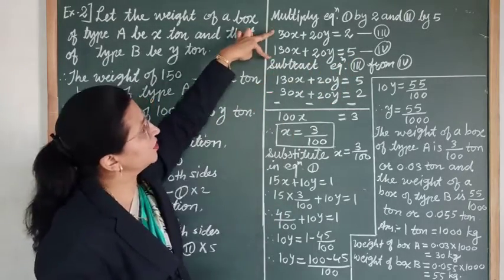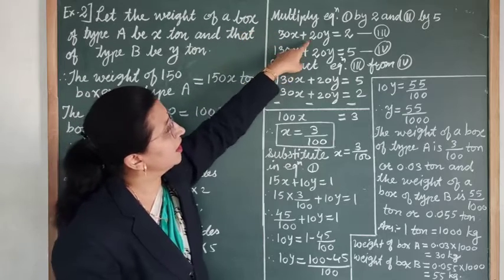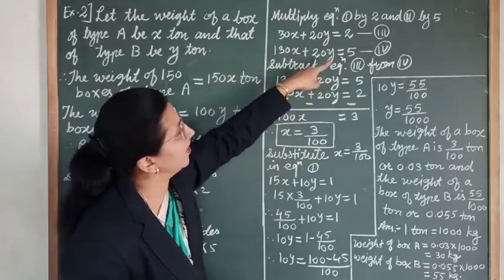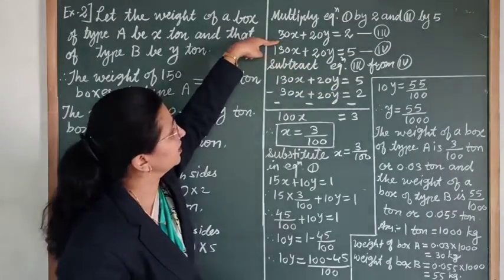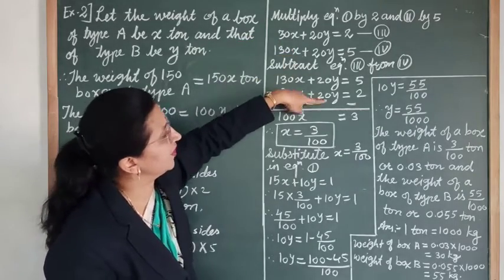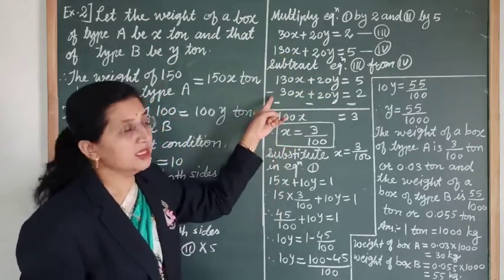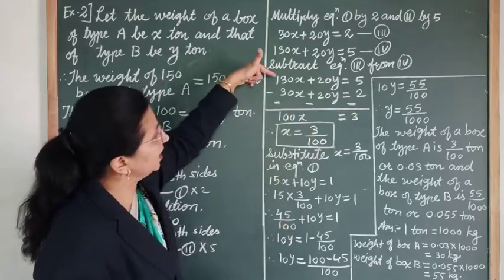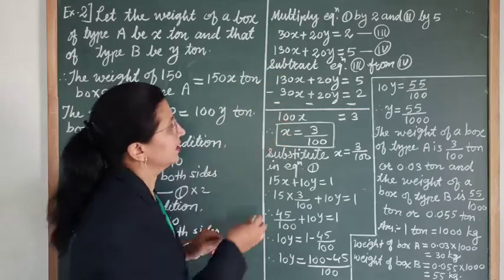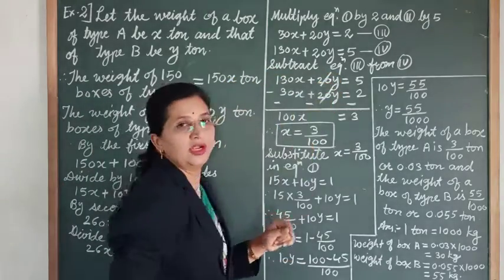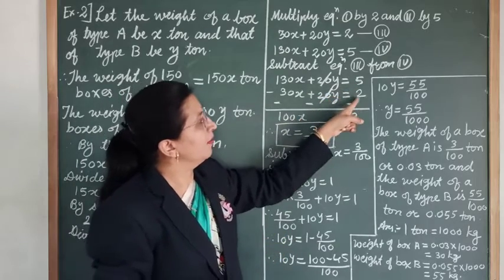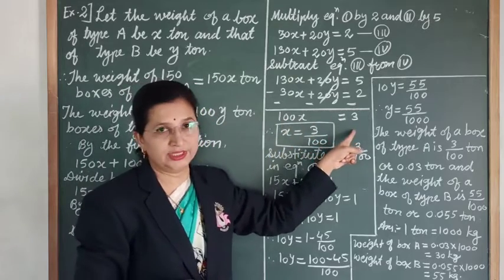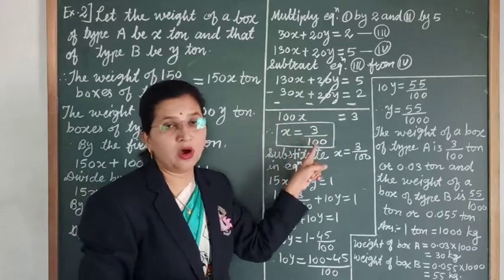Okay. Now here we have to solve this equation. So subtract equation third from 4. So 130x plus 20y is equal to 5 minus equation third, that is 30x plus 20y is equal to 2. Now we have to subtract this, to change the sign of each term in this equation. So 130 minus 30, that is 100x. This positive 20y and negative 20y will get cancelled. 5 minus 2, that is 3. So in this way, we will get 100x is equal to 3. Therefore, x is equal to 3 upon 100.